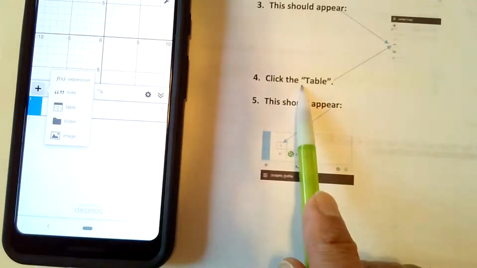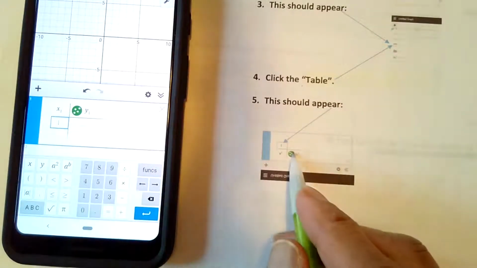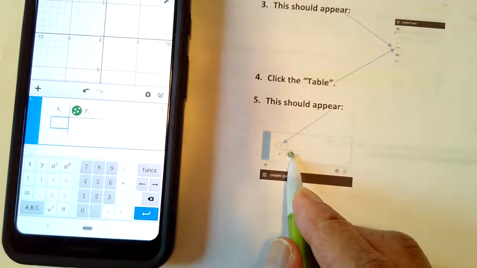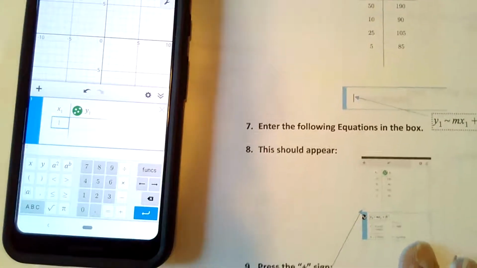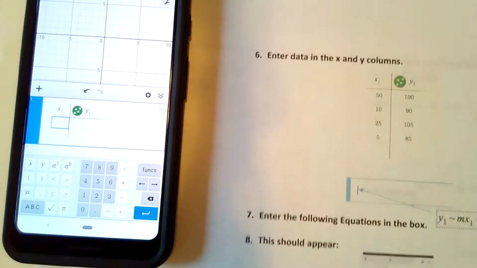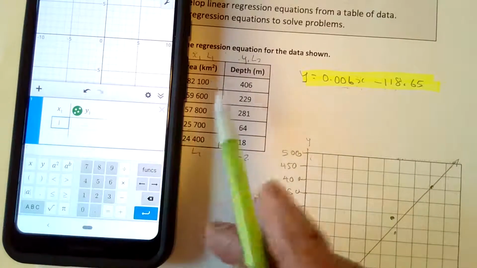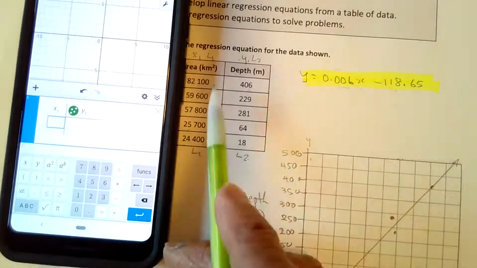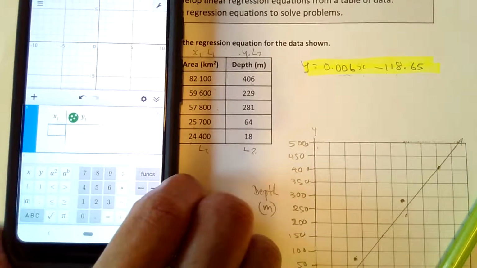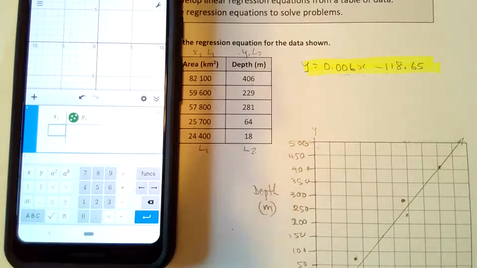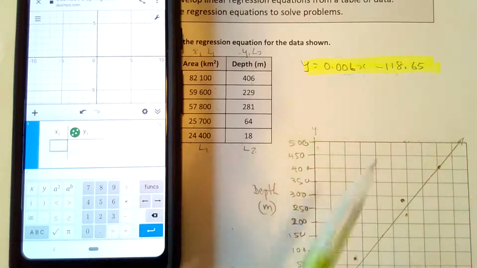Next, we want to click the table. So you want to go to table here. So we'll have this chart comes up. And the next step, you're going to enter your data. Okay. So our data we're going to enter here is the one given for the depth of the lake. So let's put that in here.